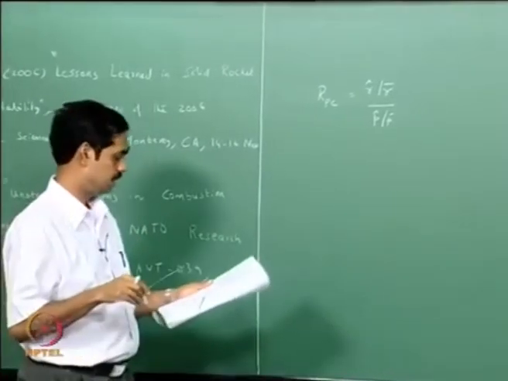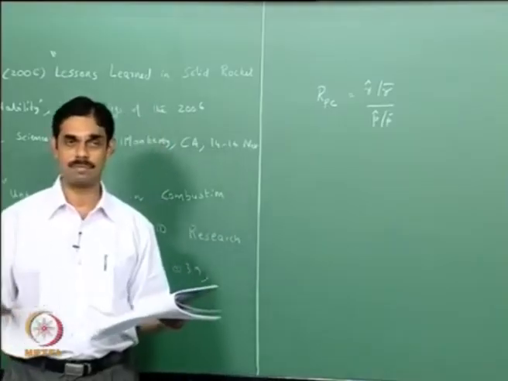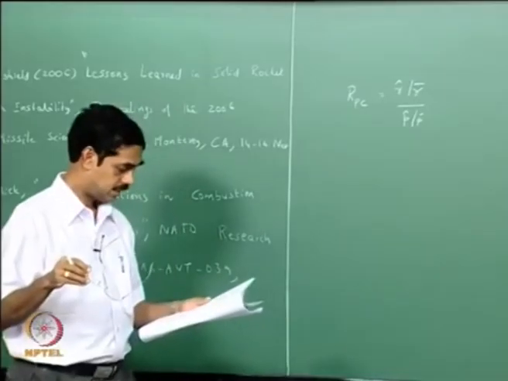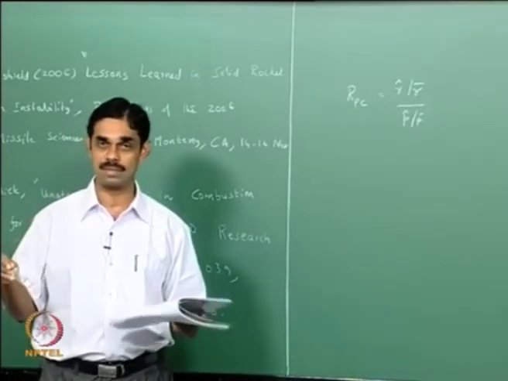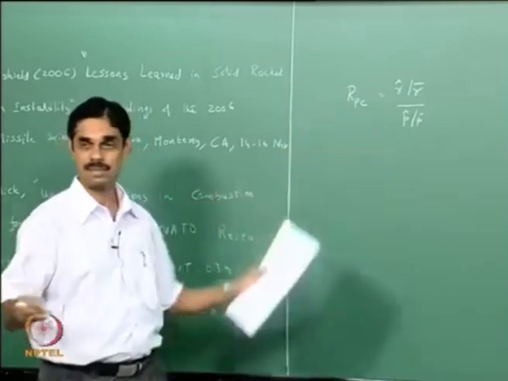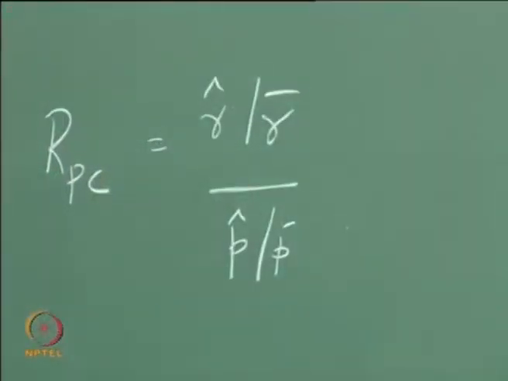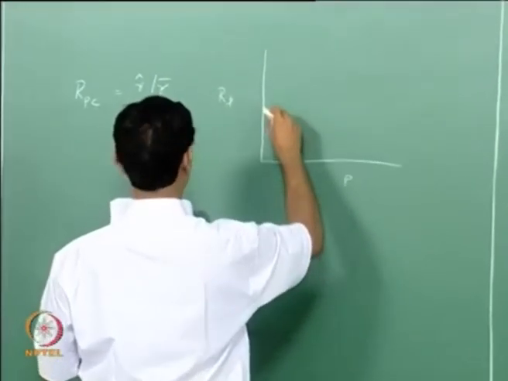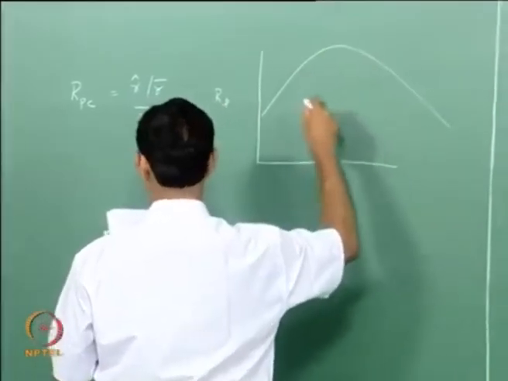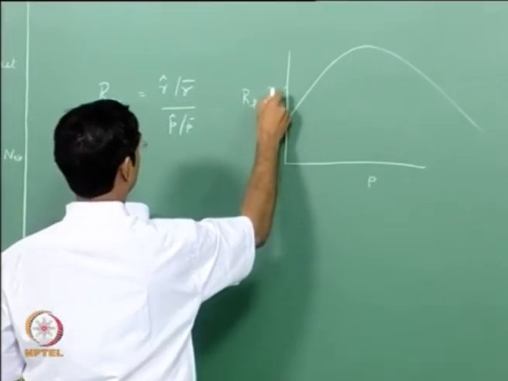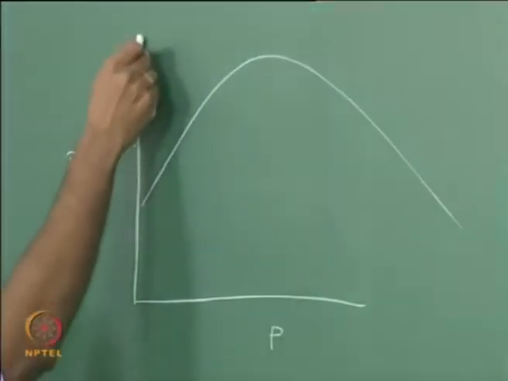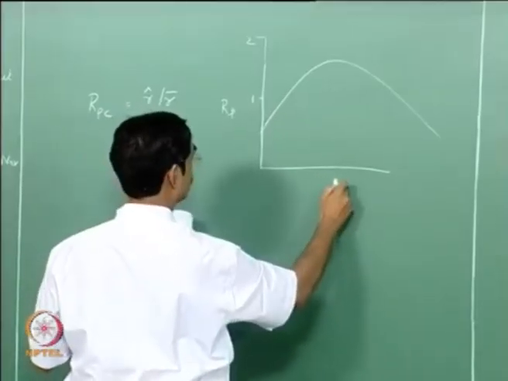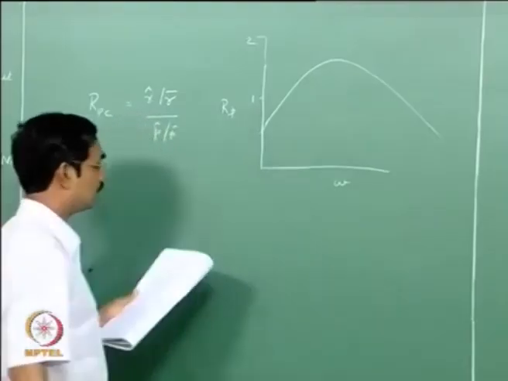You can show that if you have a propellant burn rate of the form r equal to a p power n, which I think you all know, then at zero frequency, the quasi-steady response, this would be the same as n, and it's a strong function of frequency. So Rp versus frequency would go like this. Typically you have n less than 1, but at some frequencies it will go up and then come down again.